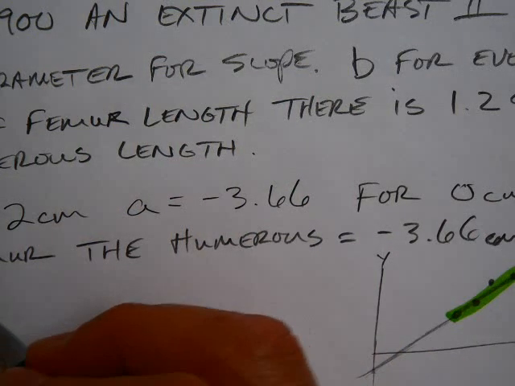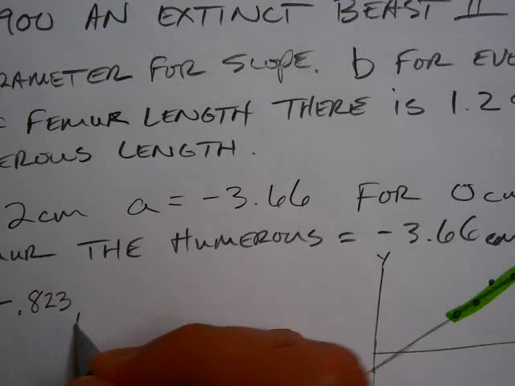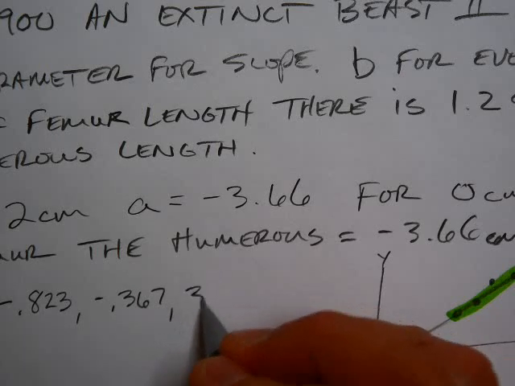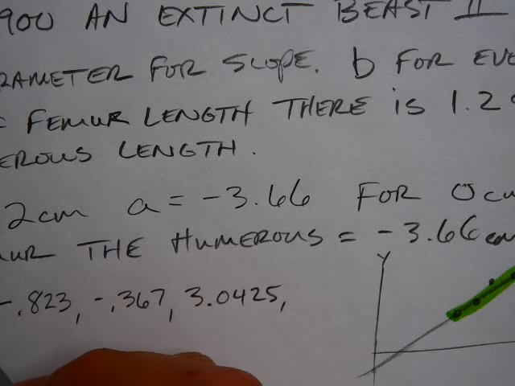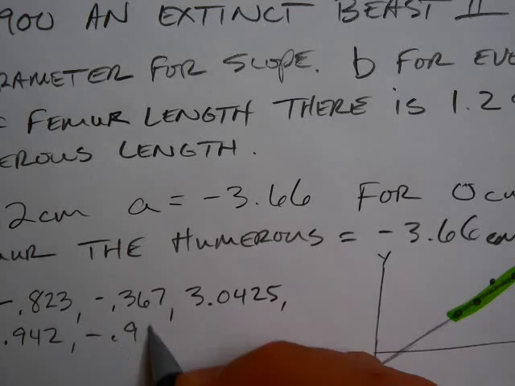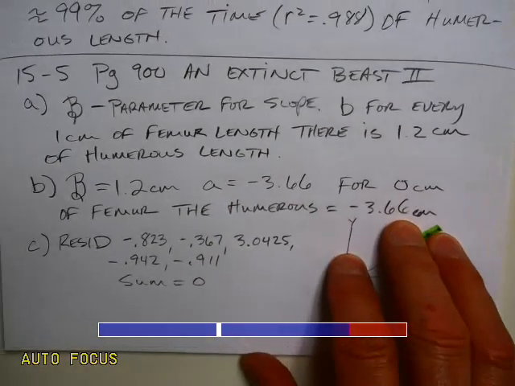The residuals are negative 0.823, negative 0.367, 3.0425, negative 0.942, and negative 0.911. And the sum is 0. Oh, sorry. I'm writing all that and you guys can't see much of it. There we go.